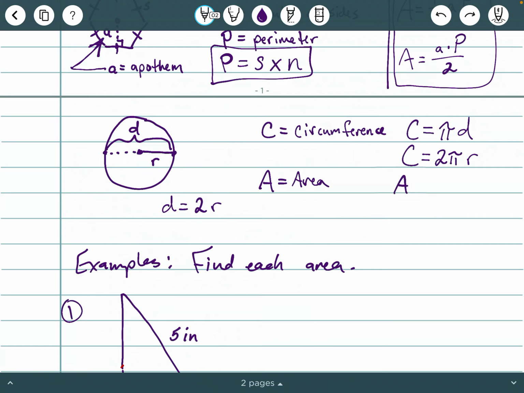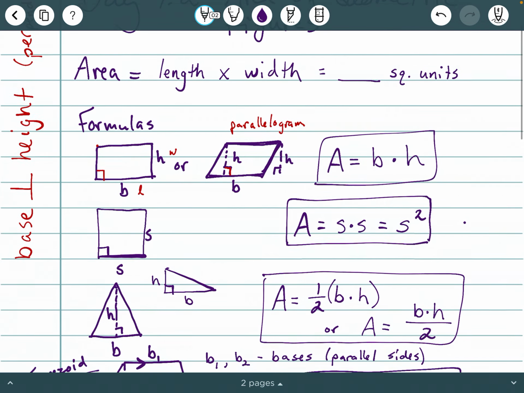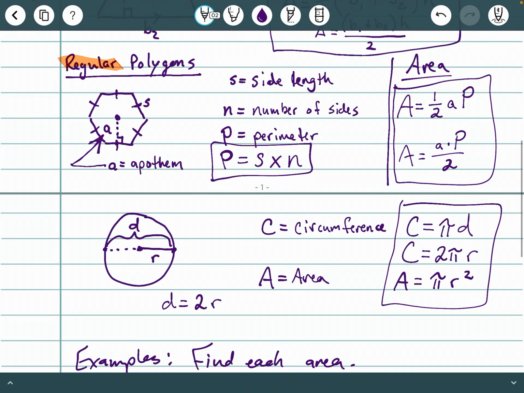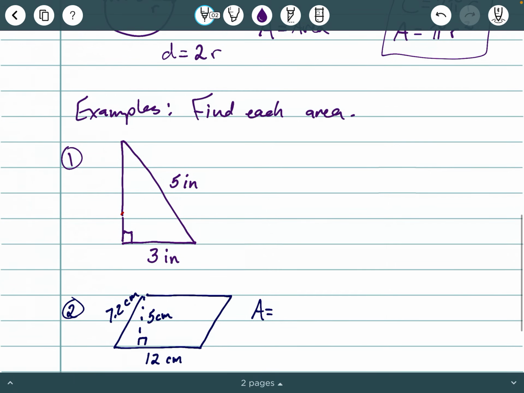And then the area formula for a circle is pi times the radius squared, which means we do radius times itself, or radius squared, then we multiply by pi. Remember your order of operations. You have to do exponents before you multiply by pi. So we need those formulas for a circle. Again, you'll need all these formulas for the assignment today, but you will be given the formulas to use when it's time for the test. So let's practice some of this.